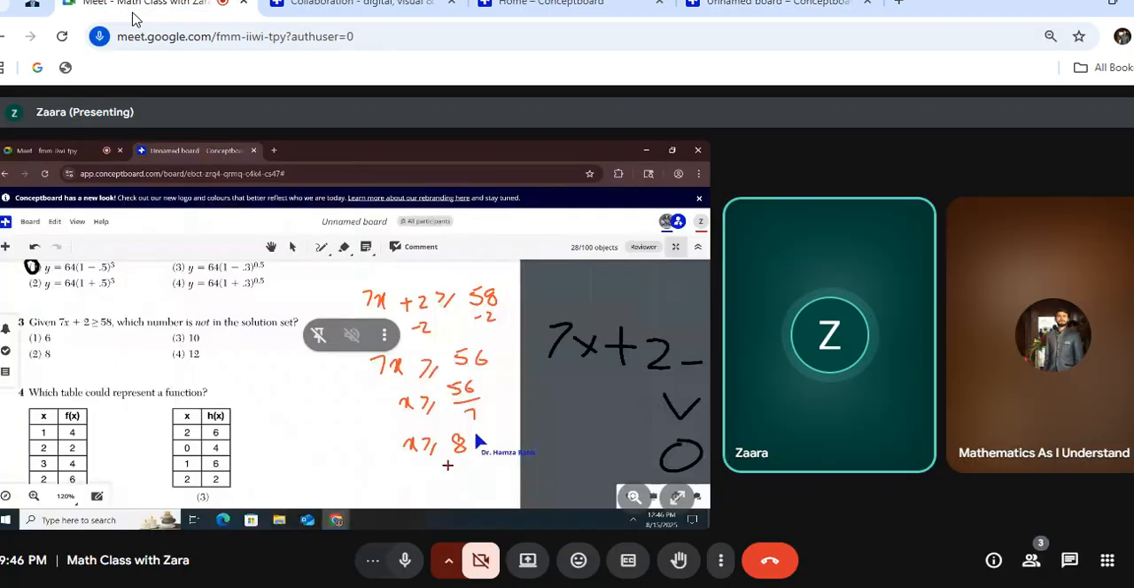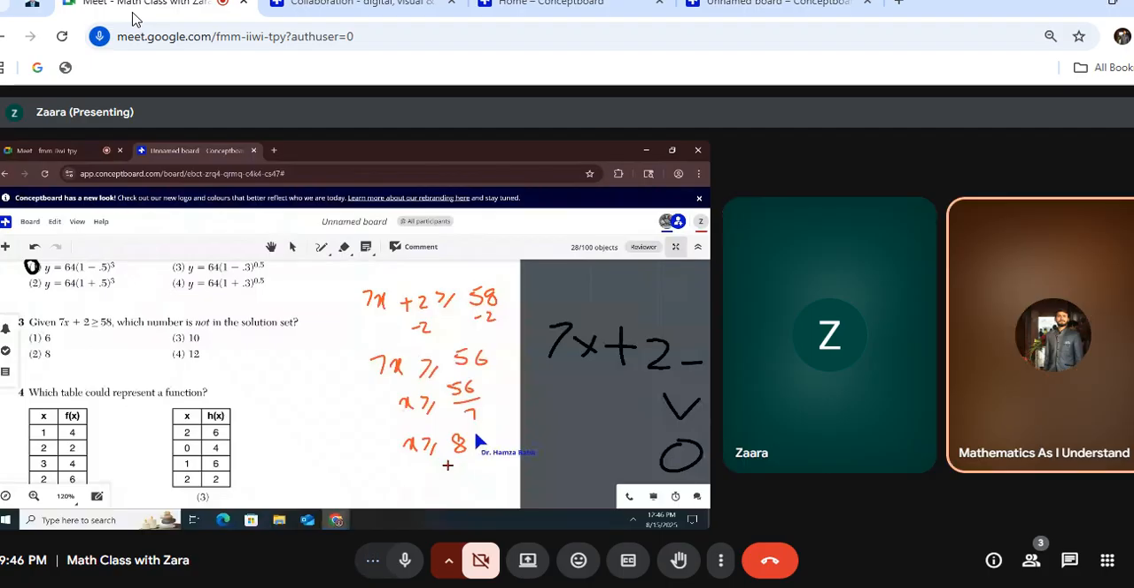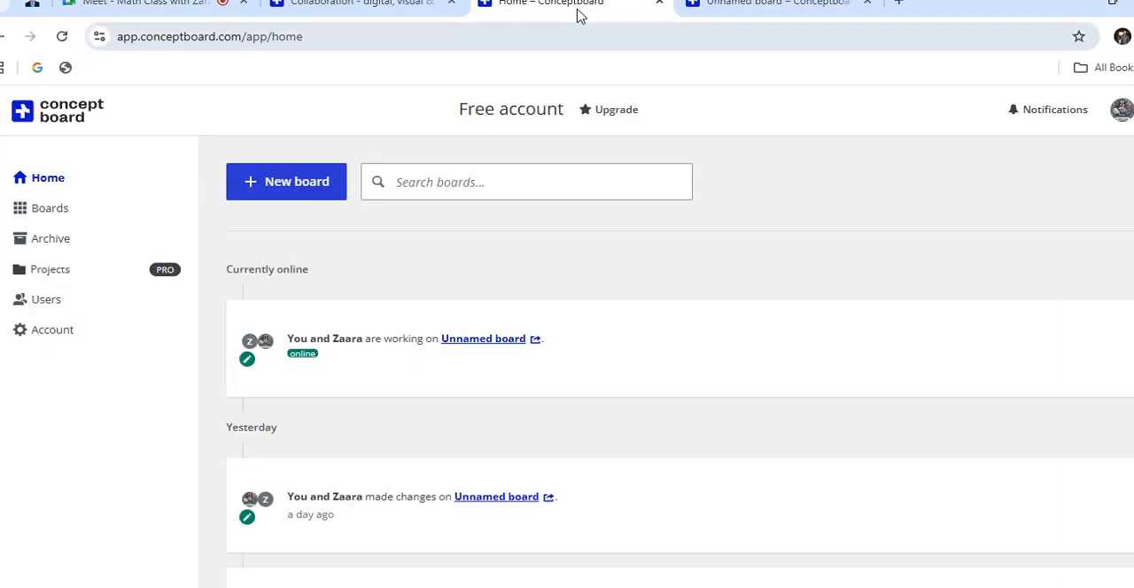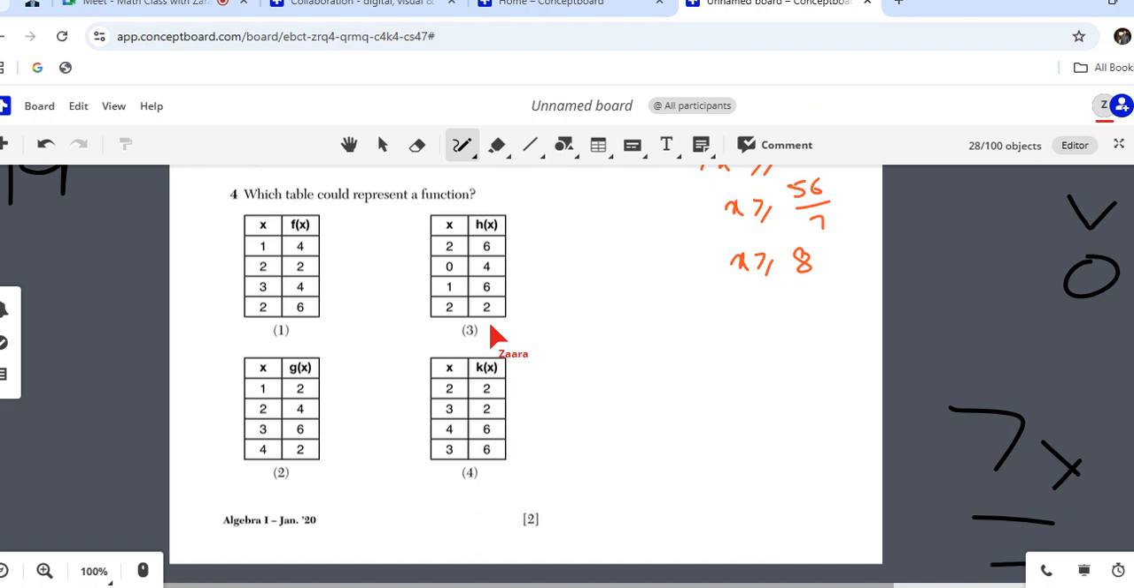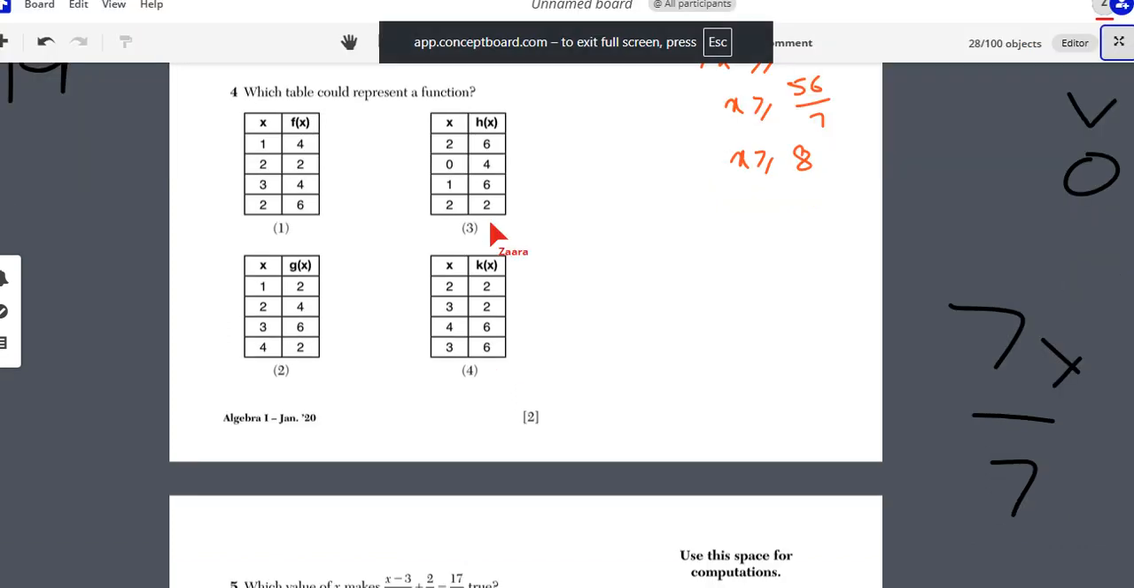All right, question number 4. Which table could represent a function? For this one, number 1 is not a function because 2 is one input and it has 2 different outputs, so this is not a function. For number 2, we have 2 different outputs for one input, so this is not a function.